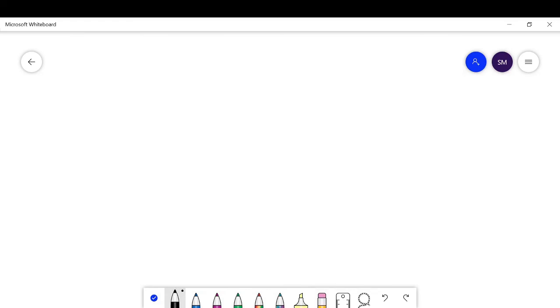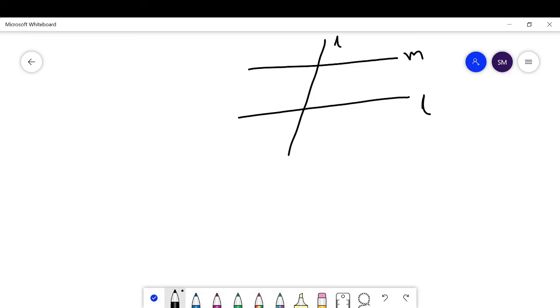Here M and N are two parallel lines. L is the transversal. Four angles are formed: 1, 2, 3, 4. Then 5, 6, 7, 8. So 1, 2, 3, 4, 5, 6, 7, 8 are the 8 angles formed here.